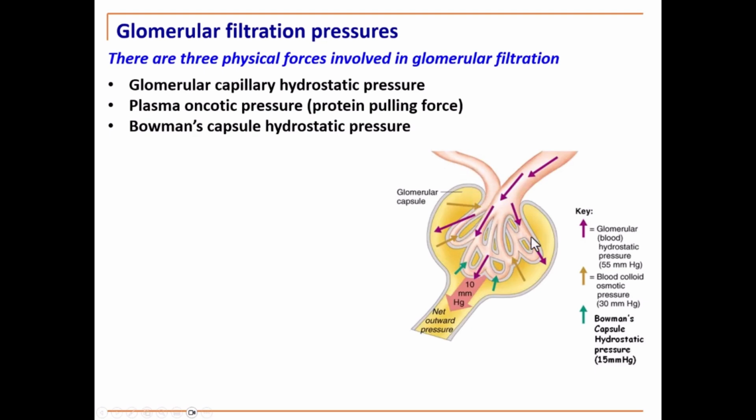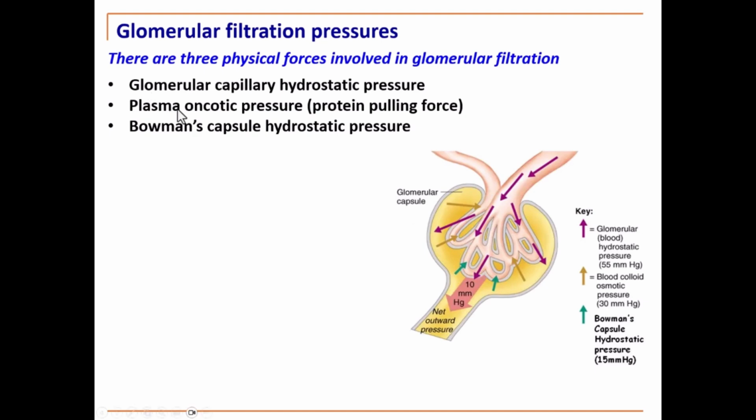And that creates a nice big pressure gradient. That's your glomerular capillary hydrostatic pressure, about 55 millimeters of mercury, shown on the right-hand side. And that forces the filtrate into the glomerular capsule and then into the proximal tubule. So that's one pressure. That's your main driving pressure.